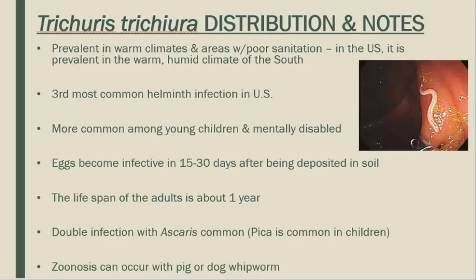A double infection is common with Ascaris, which is another roundworm. Pica is common in children. Pica is a term for chewing or putting things in your mouth, and we all know that children love to pick up and put things in their mouth. Mentally disabled patients sometimes suffer from a pica condition. It's something they cannot control. They pick up and put stuff in their mouth, so they're known to be a pica patient. Zoonosis can occur with whipworms. Humans can become infected with dog and pig whipworms.